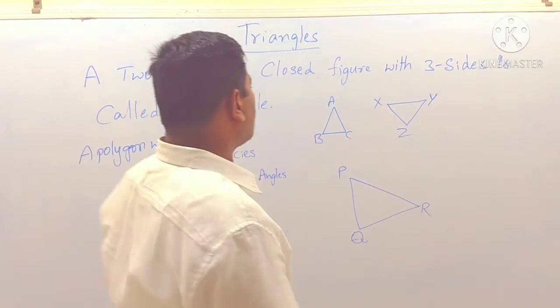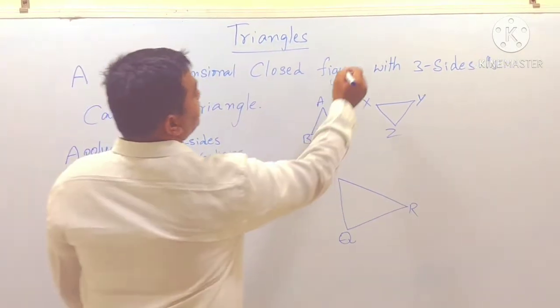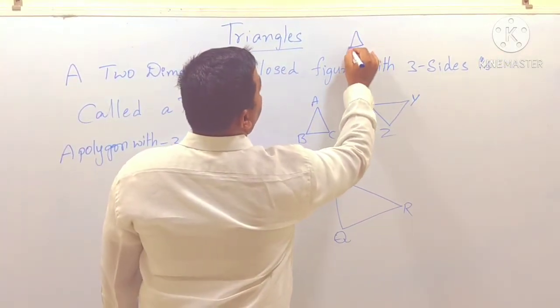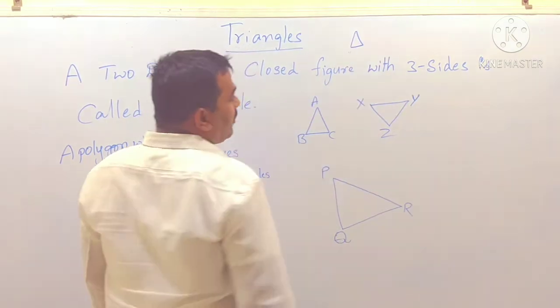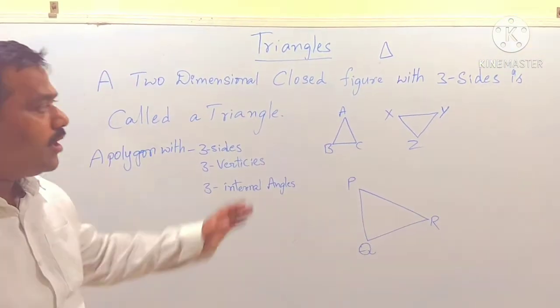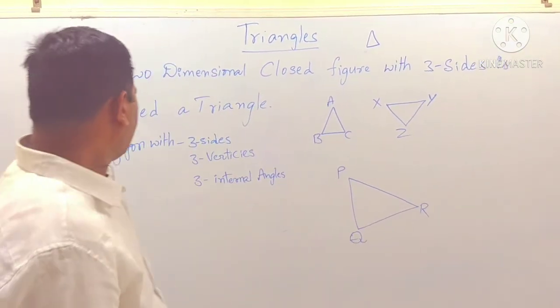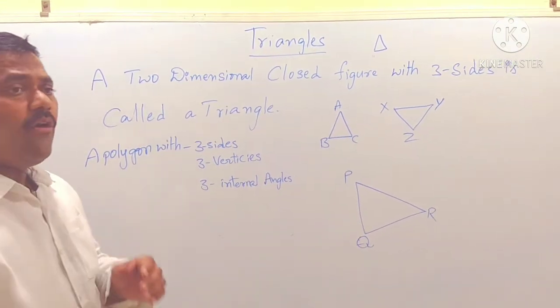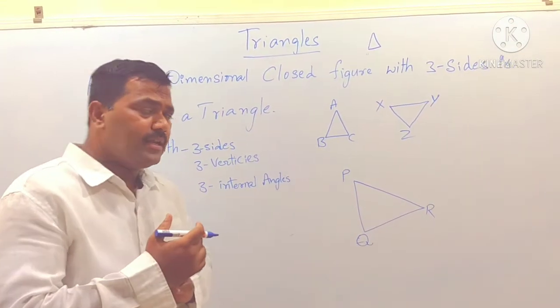What is the symbol of a triangle? This is the symbol of a triangle, a small symbol like a delta. Okay. What are the parts of a triangle?